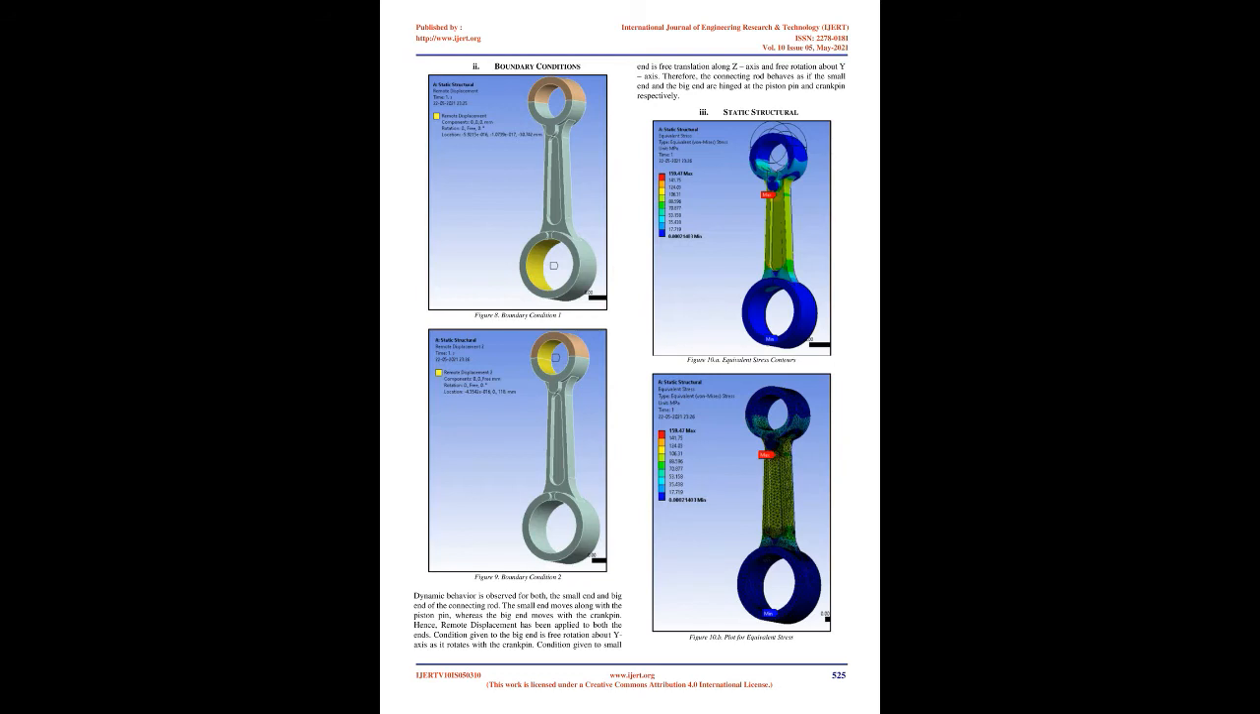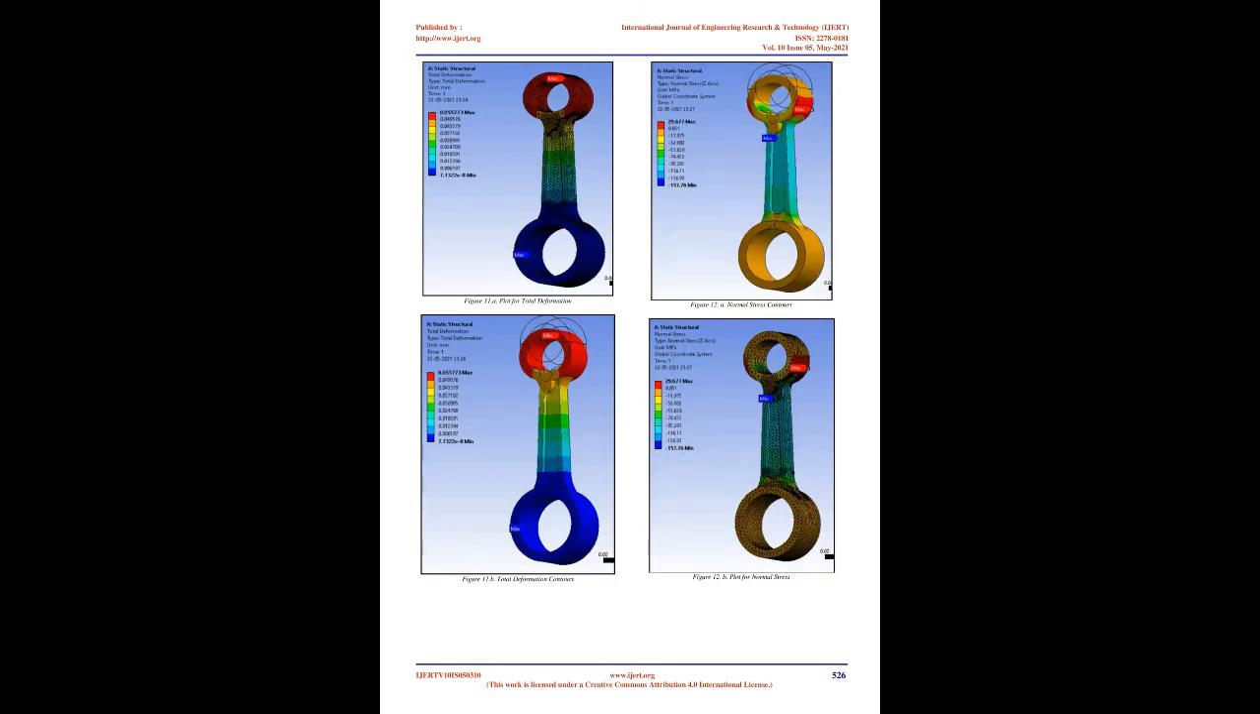Meshing. Tetrahedron geometry was used for the meshing. The element type was TET10, a tetrahedron. Mesh refinement was carried out at the locations where the structural error plot was showing significant error. Dynamic behavior is observed for both the small end and big end of the connecting rod. The small end moves along with the piston pin, whereas the big end moves with the crank pin.